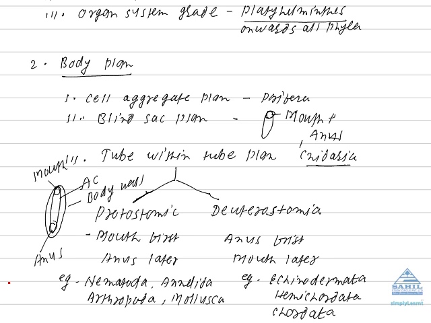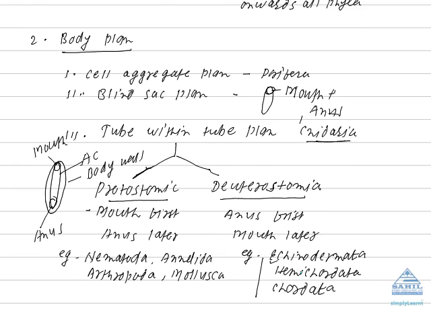Further, of the two openings, which one is formed first, mouth or anus? On this basis, we can divide animals into two groups, protostomia and deuterostomia. In protostomes, the mouth is formed first, and the anus is formed later. This group includes four phyla of the animal kingdom: Nematoda, Annelida, Arthropoda, and Mollusca. The other group, which is called Deuterostomia, in which the anus is formed first and then the mouth, includes three phyla: Echinodermata, Hemichordata, and Chordata.